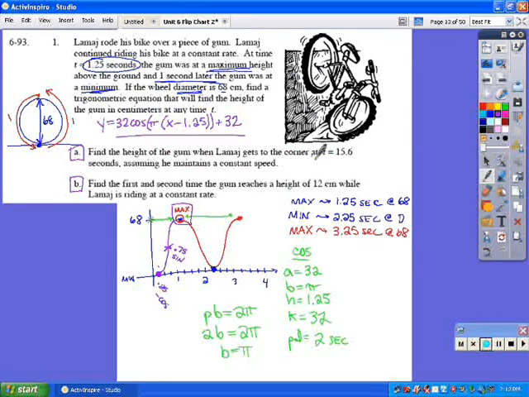Find the height of the gum when Lamage gets to the corner at 15.6 seconds, assuming it maintains a constant speed. For that particular problem, you want to substitute 15.6 into our original equation. So y equals 32 cosine of pi times 15.6 minus 1.25, plus 32. Substitute that into your calculator and make sure your calculator mode is in radians.